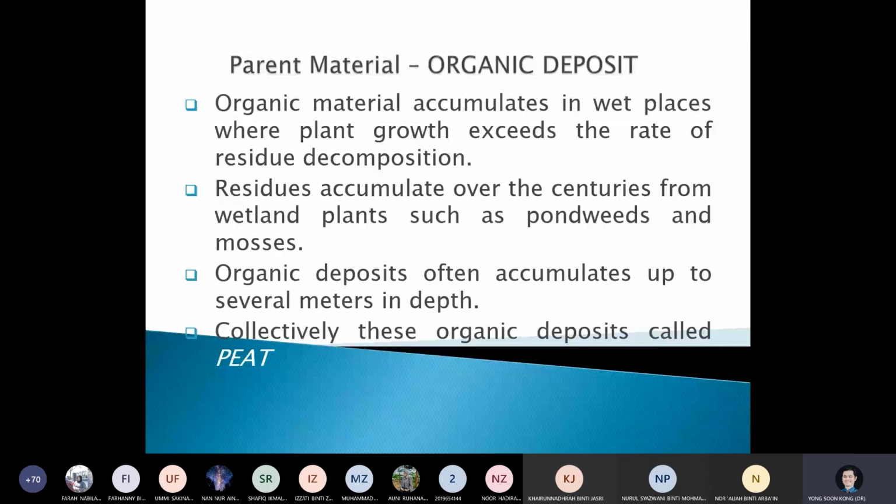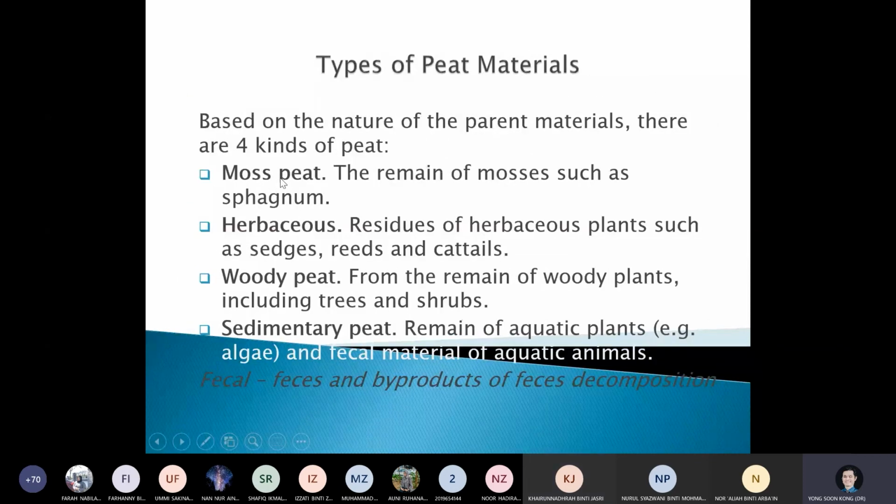Yeah. So peat material. There are four kinds of peat: moss peat, herbaceous peat, woody peat, and sedimentary peat. Now, what kind of peat that you probably ask in Malaysia, they can be said to be more of herbaceous and woody peat. Sedimentary peat maybe also is part of it, but we're talking about inland peat. So the second and the third one probably is more dominant. Because why? Malaysia is actually a very old forest area.